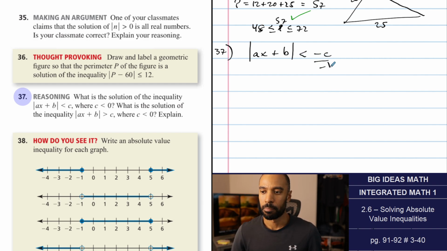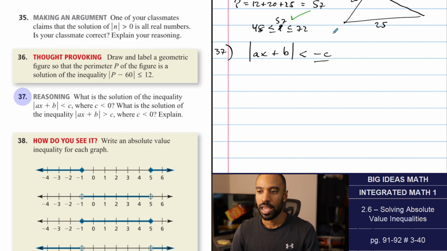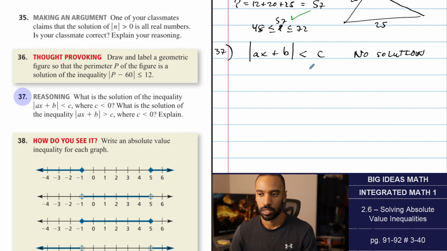If you divide by -1 in this case, then suddenly this becomes, oh, hold on. I guess you wouldn't want to do that. C is less than 0. Okay, where c is a negative number, you can't get something less than a negative number inside an absolute value. This is a no solution case. Let's see, I'll just put c is less than 0. This is a no solution case.